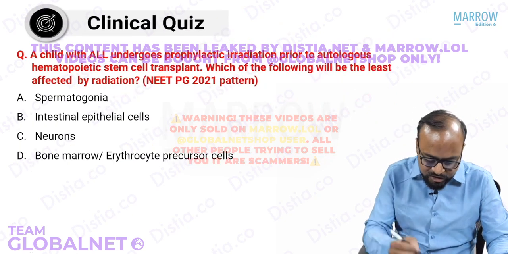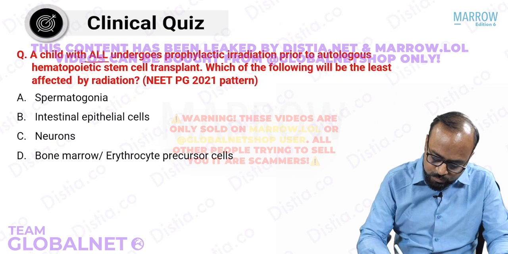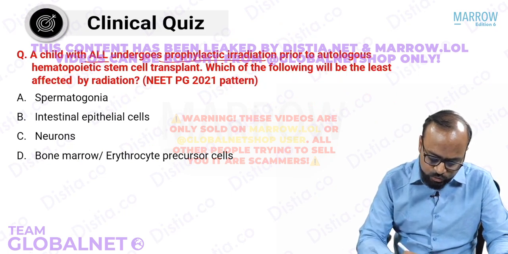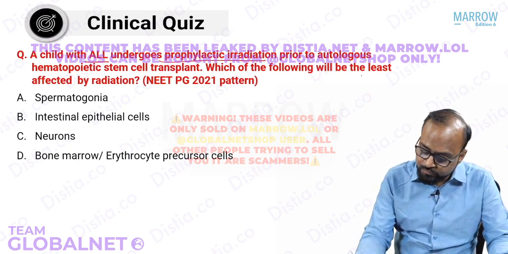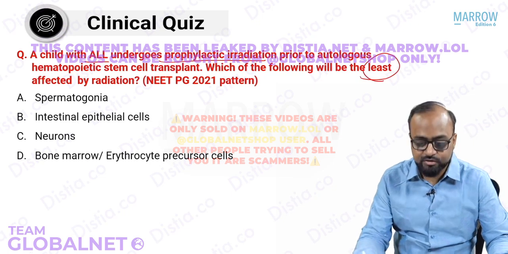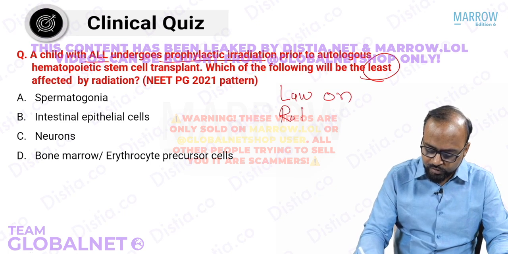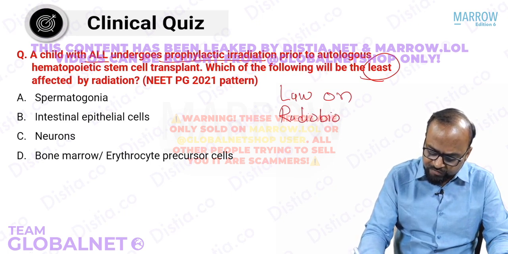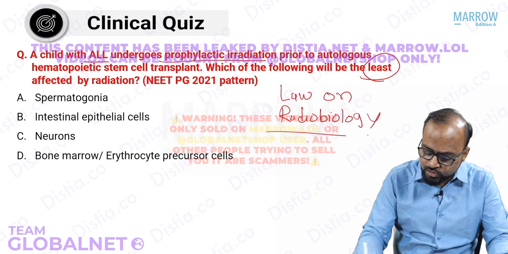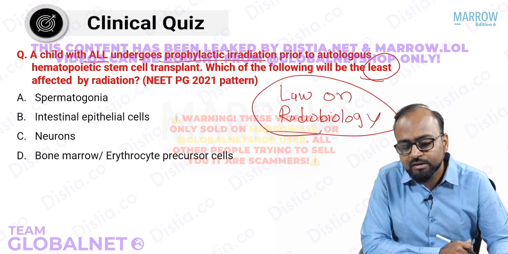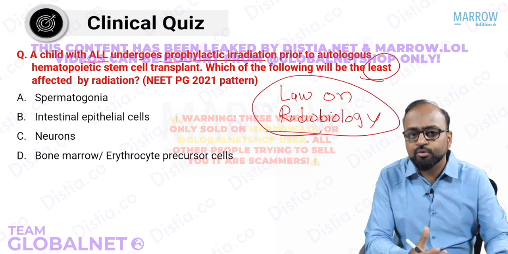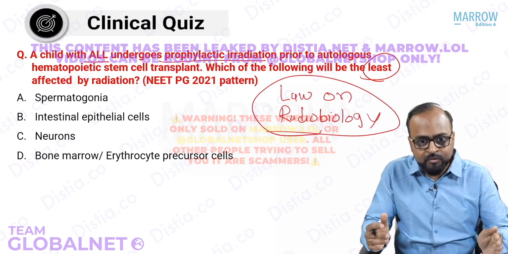Now see, a child with acute lymphoblastic leukemia undergoes prophylactic irradiation prior to hematopoietic stem cell transplant. Which of the following will be the least affected by radiation? So this is based on the law of radiobiology. All factual seeming questions in radiology are actually based on underlying concepts. Remember, this is the point that I want you to realize here. So we are going to focus more on concepts as we go ahead in this discussion.